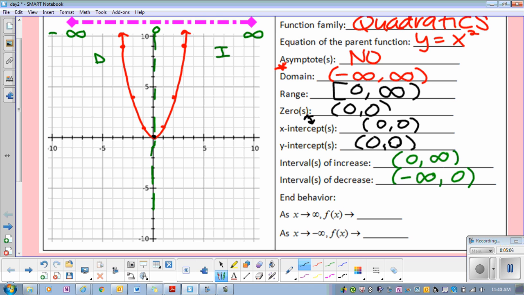Okay, so end behaviors. So remember how we talked about the end behaviors as x approaches infinity. That means the right end behavior. So what is your right end behavior doing? It's going up to infinity, yeah. So as x approaches negative infinity is talking about the left end behavior, and the left end behavior is also going up. All right? So any questions about this? Are we okay? Can we go on to the next one?